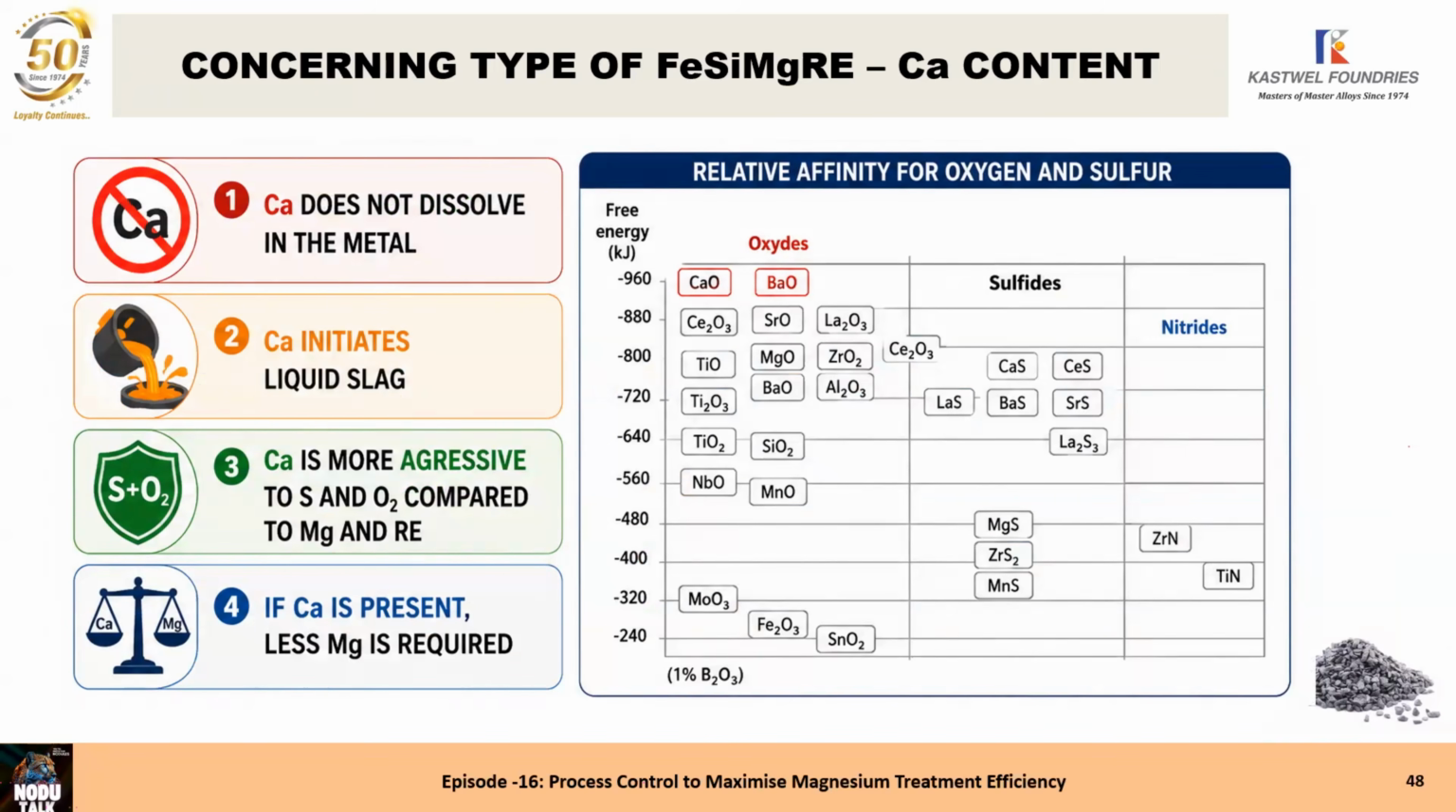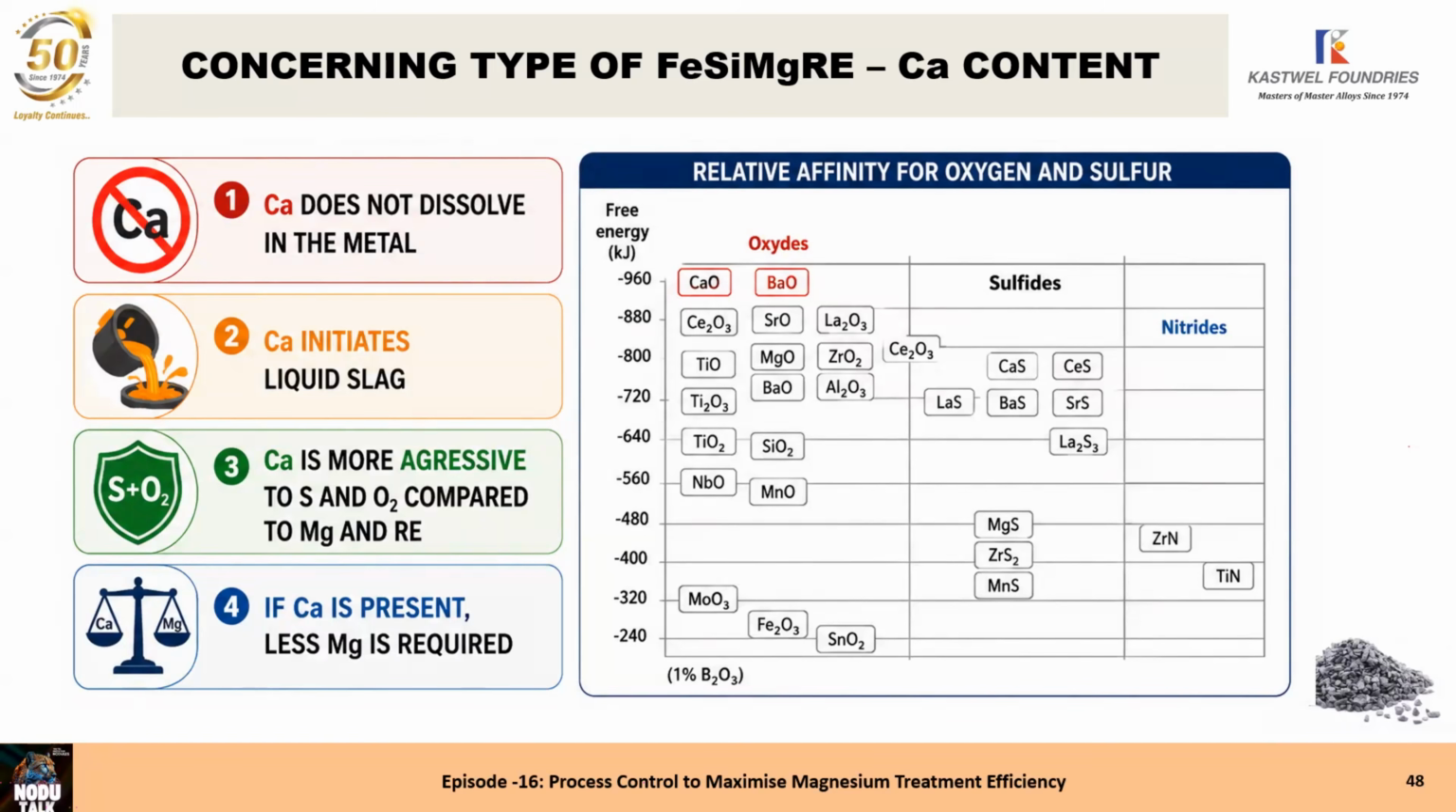The effect of calcium content. Calcium does not dissolve in the metal. It has the highest free energy of formation. Calcium and barium form oxides and sulfides, and iron and tin have the lowest energy of formation of oxide. Calcium initiates liquid slag. Using too much calcium initiates a lot of slag buildup in the metal. Calcium is more aggressive to sulfur and oxygen compared to magnesium and rare earths.